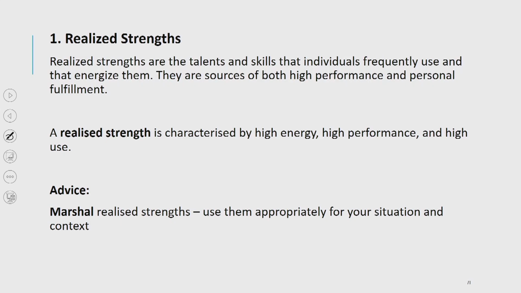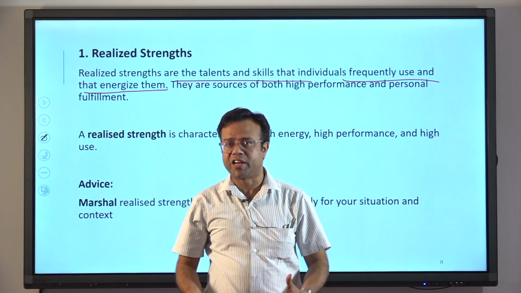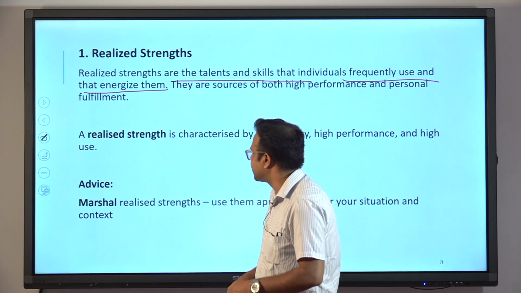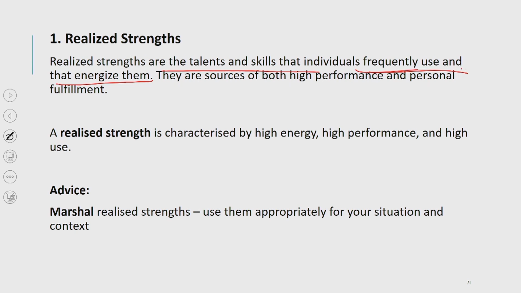The first one is realized strength. Now what is a realized strength? Realized strengths are the talents and skills that individuals frequently use that energize them. So these are realized strengths, meaning the person realizes them. People understand these are my strengths and this is fully realized, and because they realize these strengths, they frequently use them also. So people use them very frequently, and the more they use them, the more energy they get.